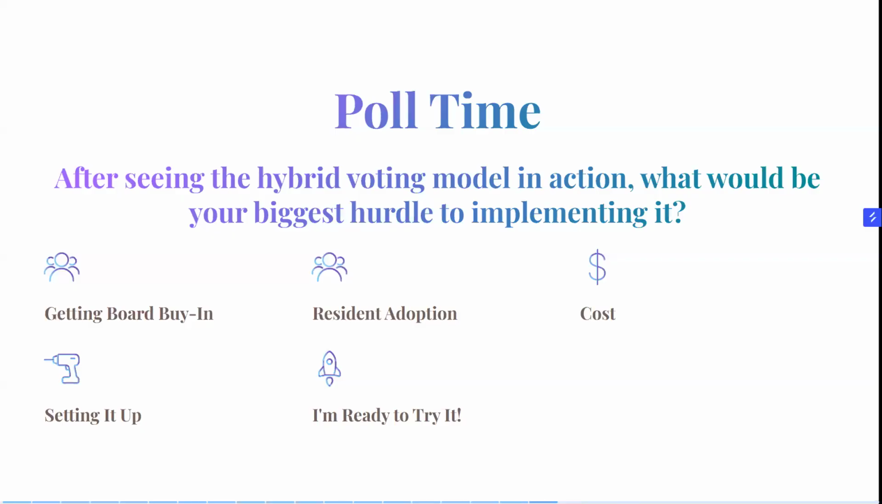And I would like to take one more temperature check here, guys. After seeing the hybrid voting model in action, what would be your biggest hurdle to implementing it? I'll give everybody about 15 to 20 seconds here. We do appreciate your participation in these, guys.